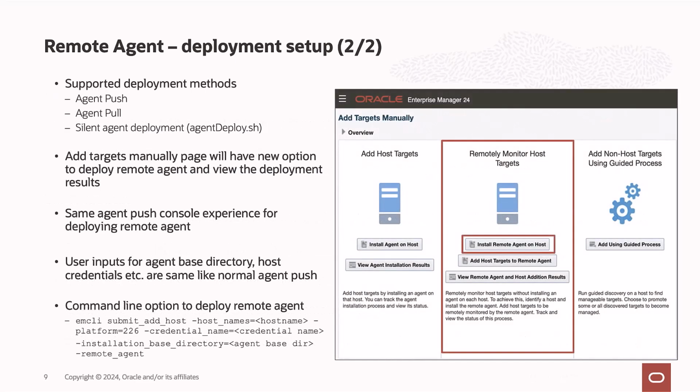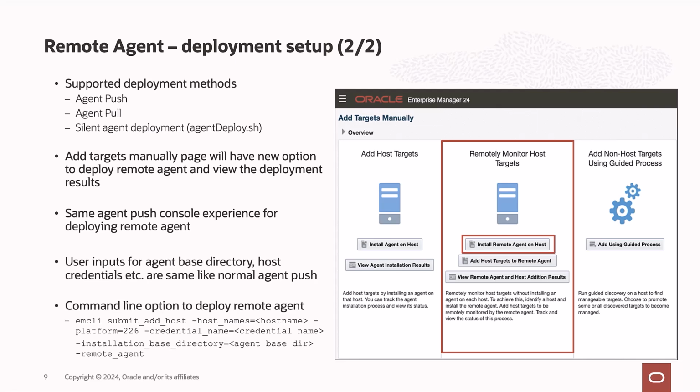Here we will explore the setup process for deploying remote agent using the agent push mechanism. It's the same user experience, as we maintain consistency with the existing agent push method. Let's walk through the steps involved in deploying the remote agent. You will notice that we have preserved the familiar user experience. That is, in the Add Targets manually page, you will find an option to install the remote agent.